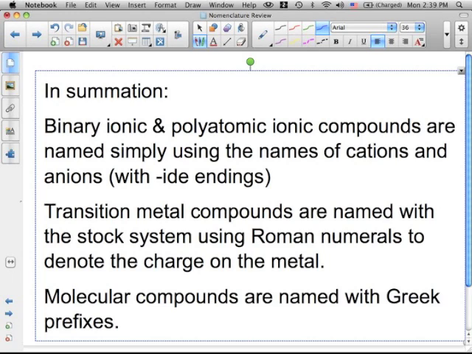In summation, binary ionic and polyatomic ionic compounds are named simply using the names of the cations and anions, with IDE endings as appropriate. Transition metal compounds are named with the Stock system using Roman numerals to denote the charge on the metal. The Roman numerals are not used to denote how many of the metal atoms there are. It is simply the charge on the metal. That's what the Roman numerals tell you. And finally, the molecular compounds are named with Greek prefixes.